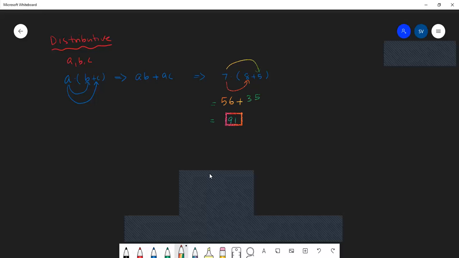We can check whether this is correct or not. See, 8 plus 5 is 13. 13 times 7 is also 91. So this answer is correct. So 91. We are actually not thinking whether this answer is right or not. I'm actually trying to explain how you can operate this operation, how you can operate this bracket.